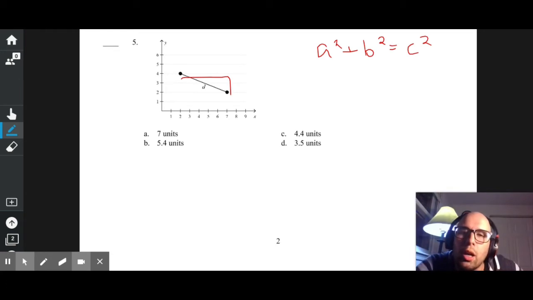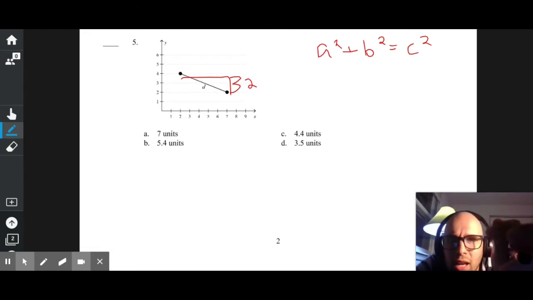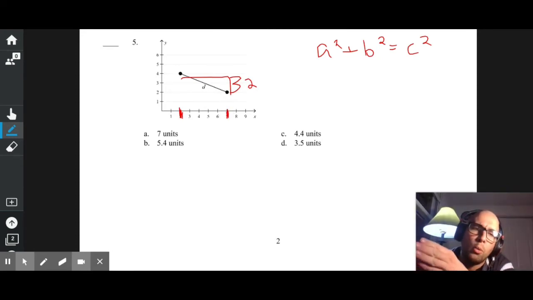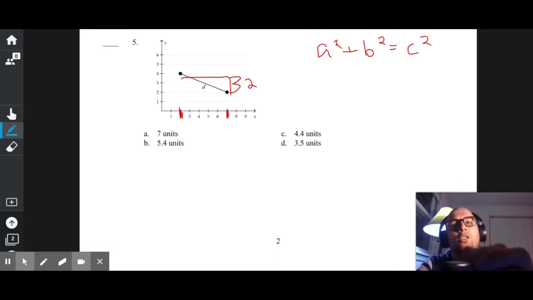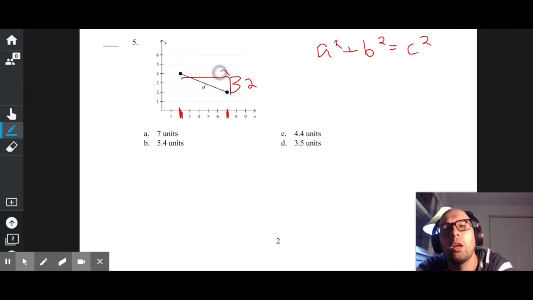Now, if you're like, okay, well, how do I measure how long those sides are? The picture really doesn't do it justice, but the length of this side is 2, because it's like 2 little blocks. And this one goes from 2 to 7. So if you go from block 2 to block 7, that's a 5-block difference because 7 minus 2 is going to be 1, 2, 3, 4, 5 blocks.